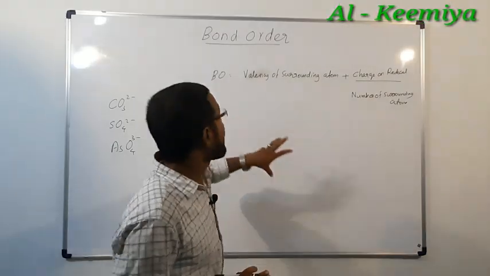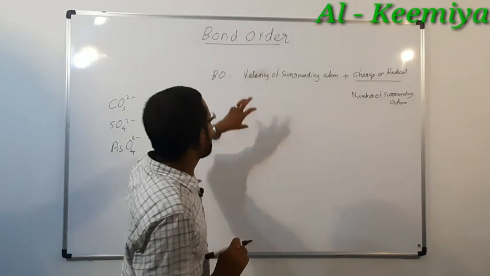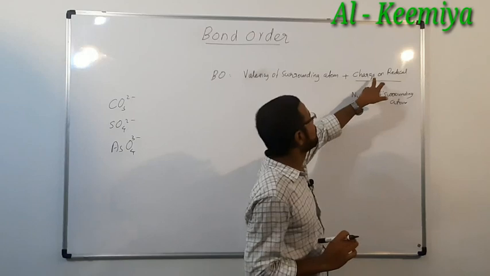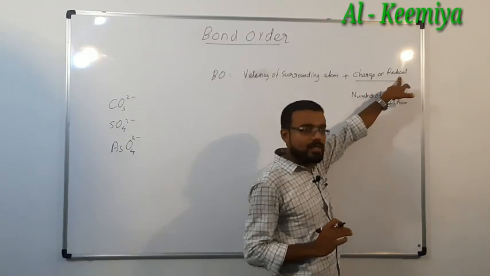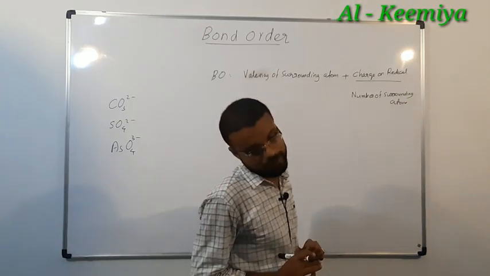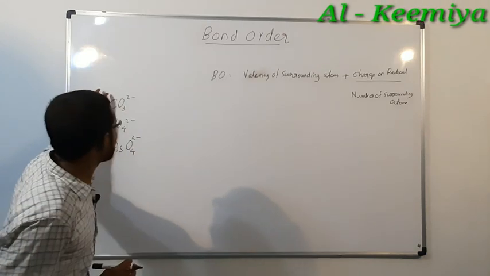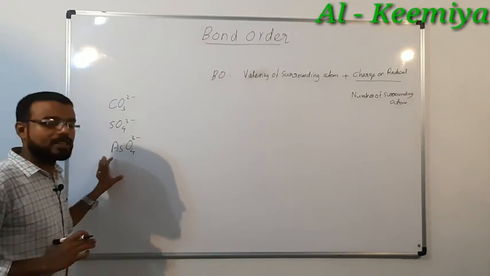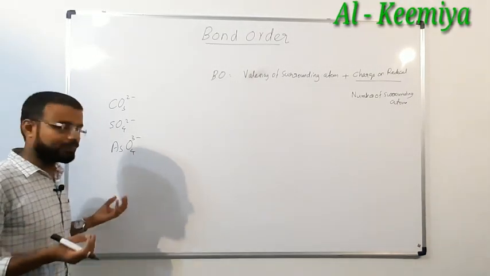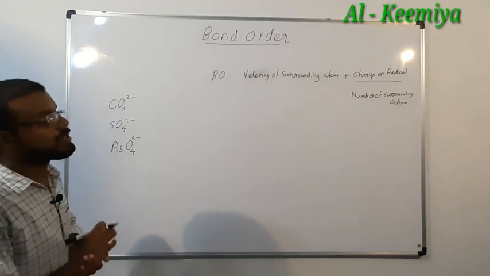So how can we find out the bond order of this molecule in a simple way? See, here we have an equation: bond order is equal to the valency of the surrounding atom plus the charge on the acid radical, divided by the number of surrounding or peripheral atoms. Acid radicals like CO3 2 minus, SO4 2 minus, SO4 3 minus, PO4 3 minus, and NO2 minus, all these types of acid radicals we can work out using this equation.